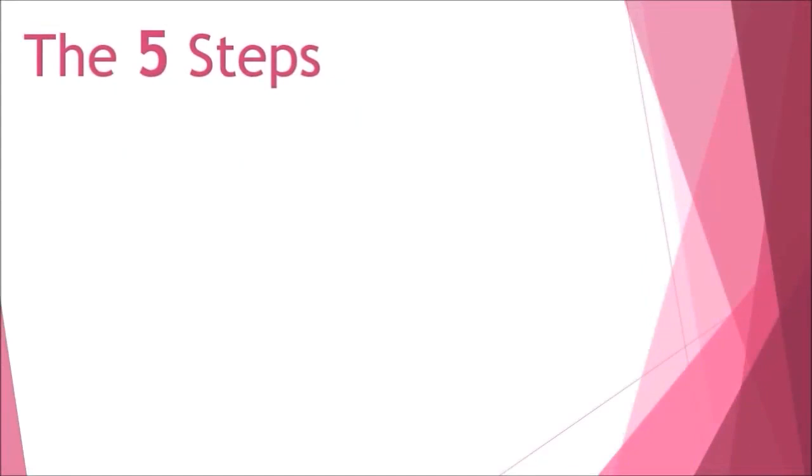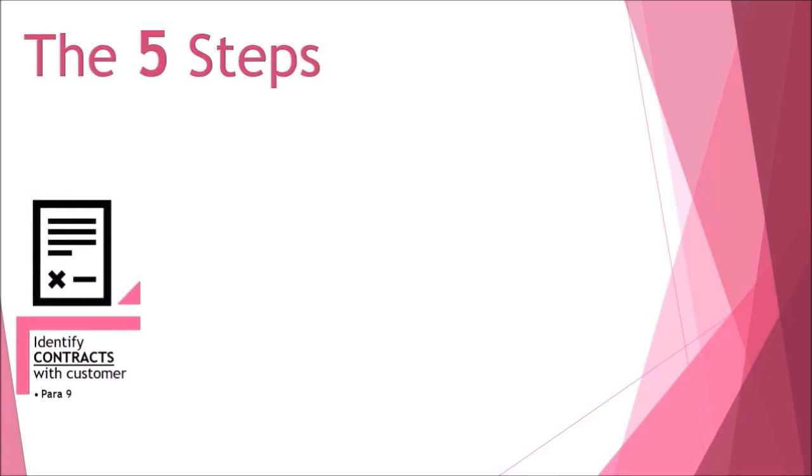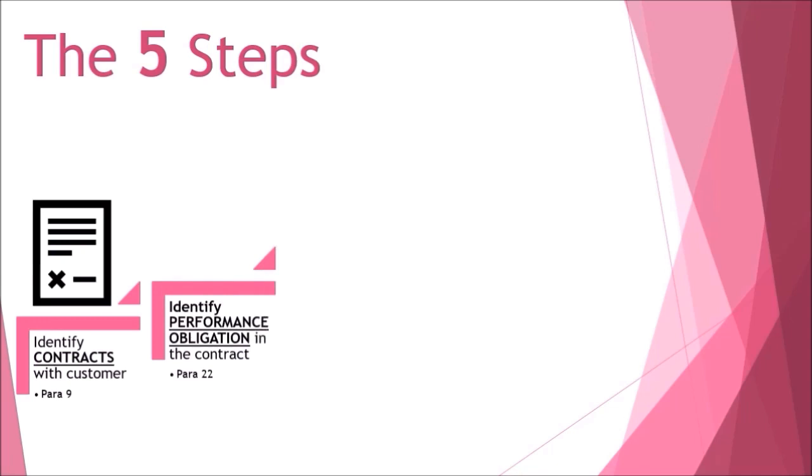So these are those five steps. They're very simple and it will help the entities a lot while recognizing any contract. Number one, identify the contract with the customer. This is very important. A contract is an agreement between two or more parties that creates enforceable rights and obligations. The standard requires to identify those contracts. It can be verbal or written.